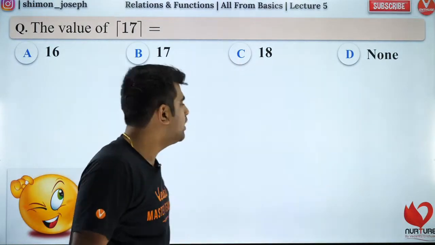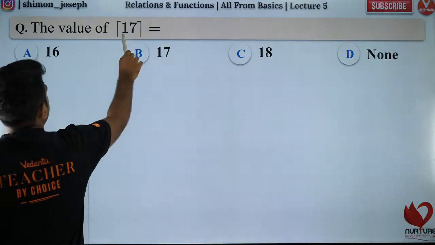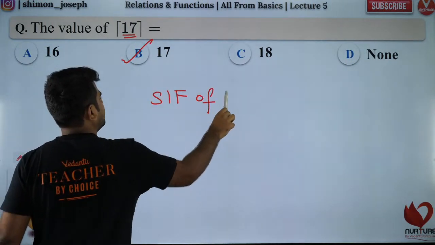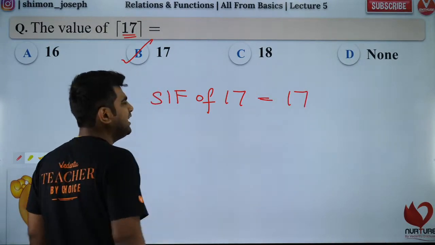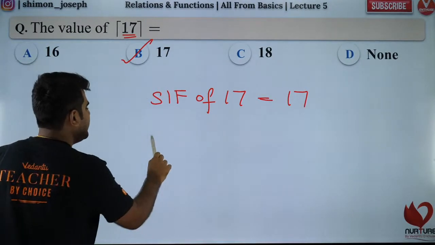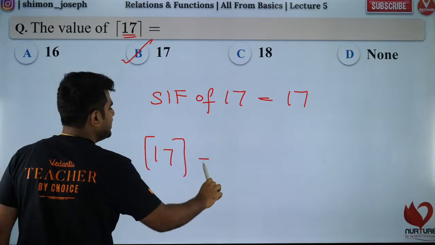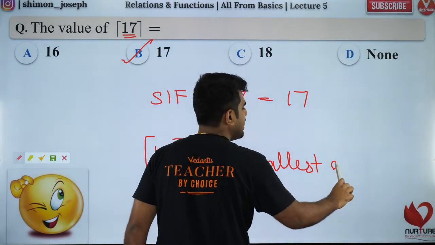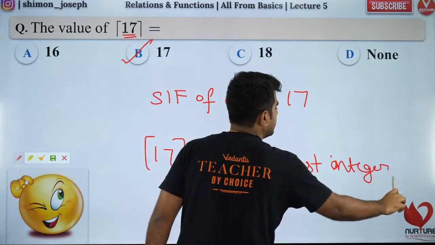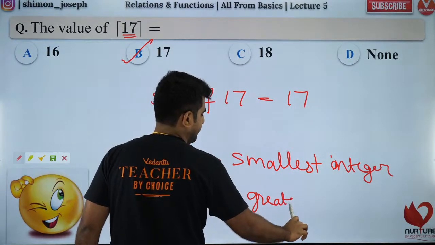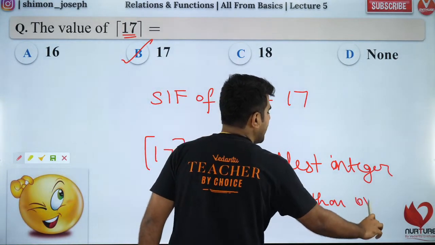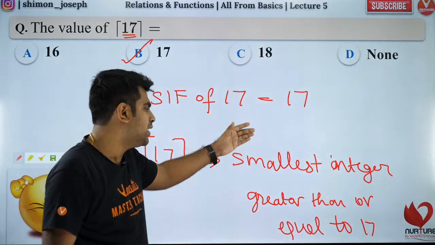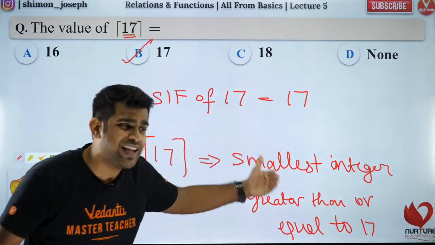The answer is option B because if you have an integer, I told you when you apply the smallest integer function of an integer, it's going to be the same integer only. Because how do you read this? You read this as smallest integer greater than or equal to 17. So what is the smallest integer greater than or equal to 17? It has to be 17 only.